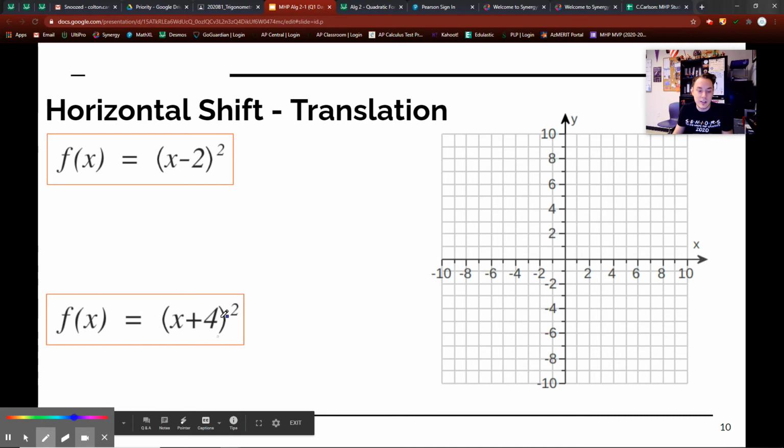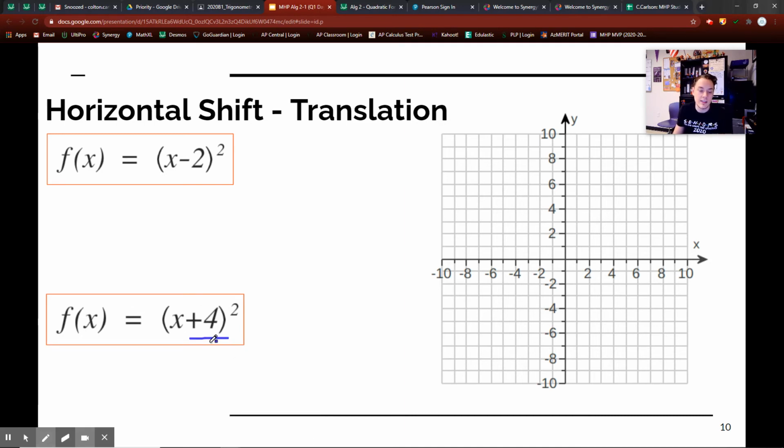Okay, let's go through this one. Try to do this one on your own. What do you think it will do? Is it going to move it left, or is it going to move it right? What do you think? Pause the video, and then I'll show you the graph when you come back.